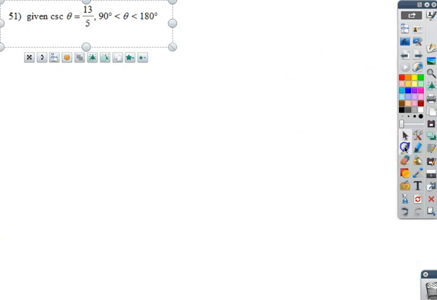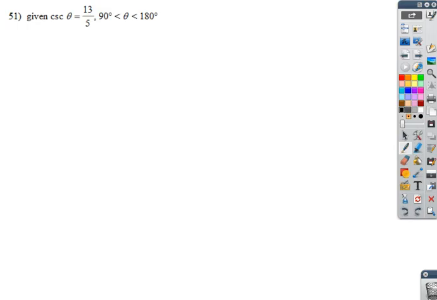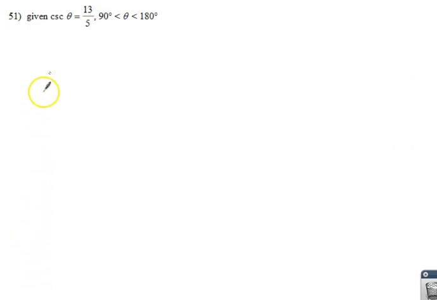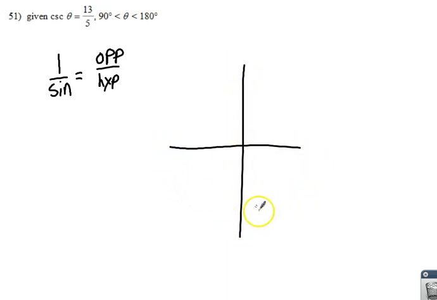Moving on. Okay, this function's a little different here. Given cosecant, now what is the definition of cosecant? That's 1 over sine, but more specifically for what we're going to use for this problem, it's hypotenuse over opposite. Now, if you look here, the angle is between 90 and 180. If I draw my coordinate axes, that means my angle is over here. Drop a right triangle down. All right, opposite was, this was sine, right? That's the definition of sine.